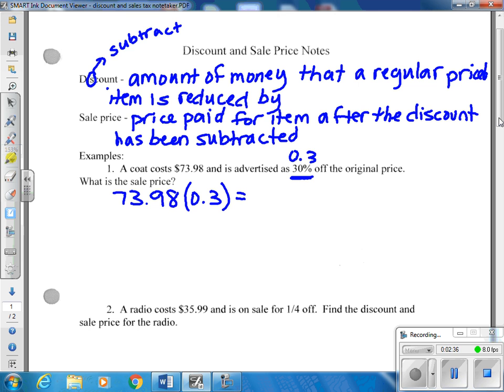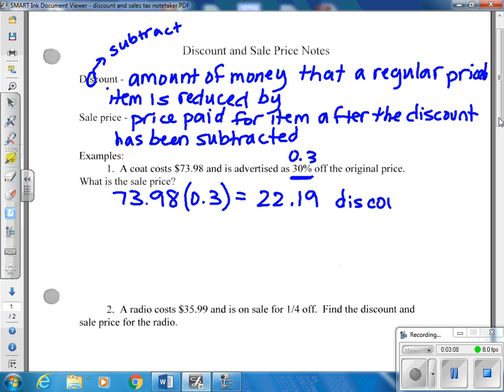Okay, and this is where the calculator comes in super handy. One thing you do have to realize is we're dealing with money. Money never has anything past the second decimal place. So if you have more digits, you do have to round it off correctly. Rounding it incorrectly will cost you an entire answer, right? Even if it's just a penny off. So if you take $73.98 and multiply it by 0.3, it does round off to $22.19. Okay, and that answer right there, that $22.19, is known as the discount.